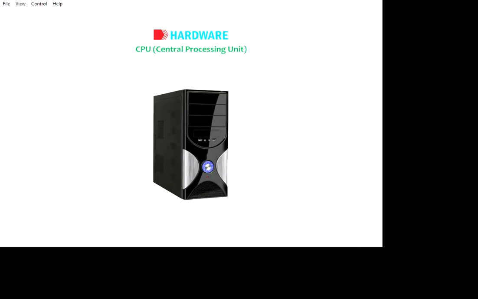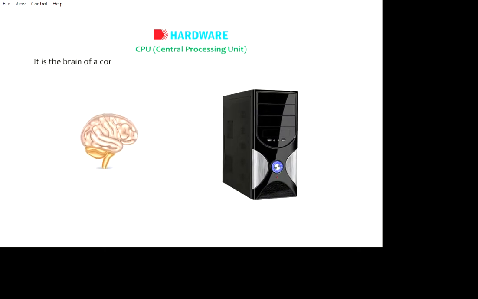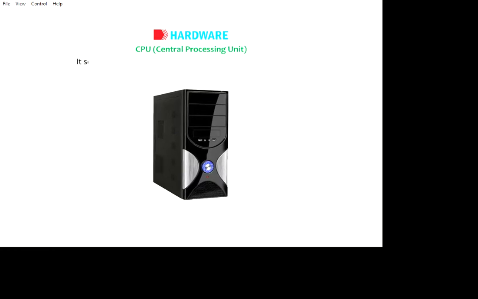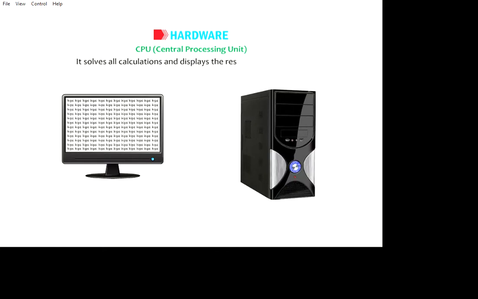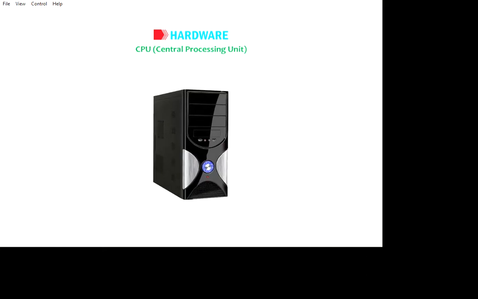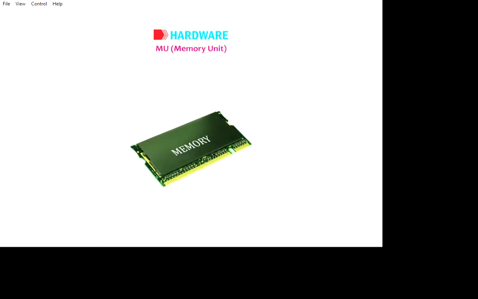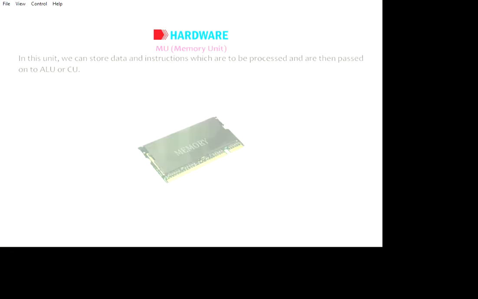CPU, Central Processing Unit. It is the brain of a computer that processes all the instructions given to the computer. It solves all calculations and displays the result on the monitor. It also stores a lot of information. A CPU is made up of 3 main parts. They are MU, CU and ALU. MU, Memory Unit. In this unit, we can store data and instructions which are to be processed and then passed on to ALU or CU.